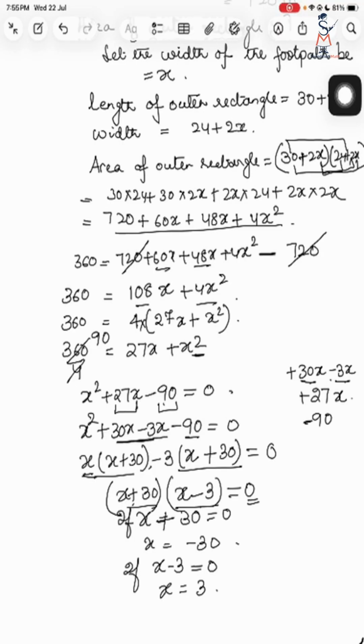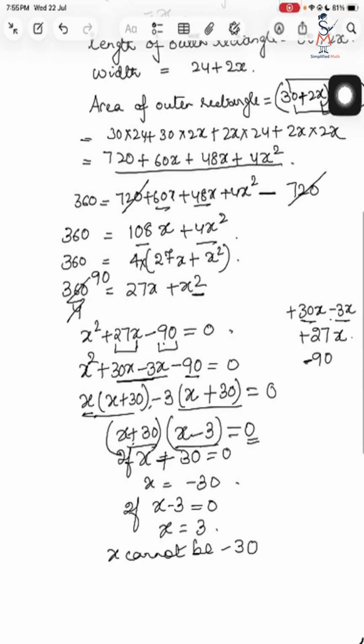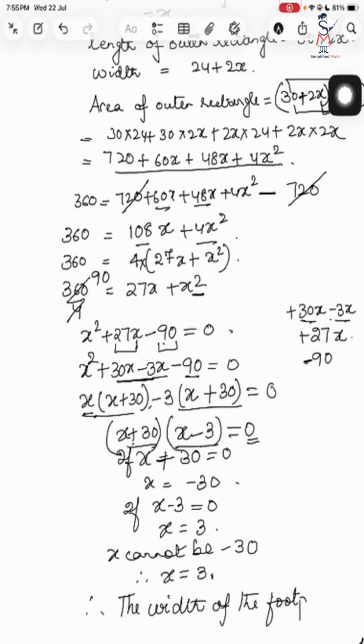So x cannot be minus 30, negative, because it's a measurement. Therefore x is equal to 3. Therefore the width of the footpath will be 3 meters. Fine.